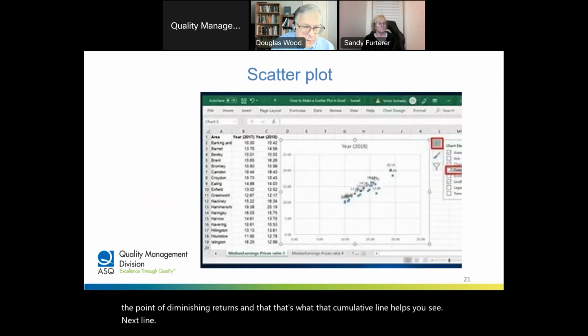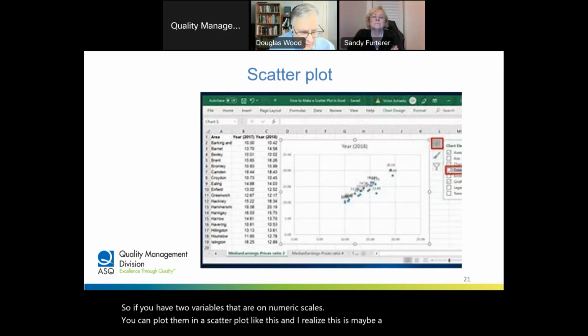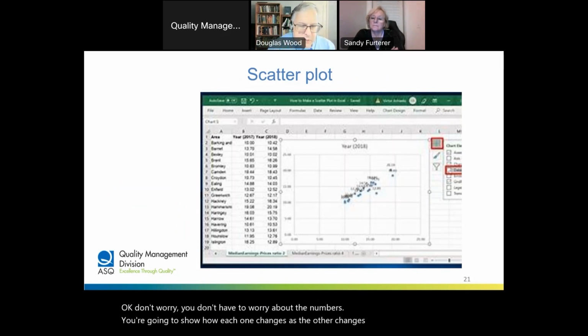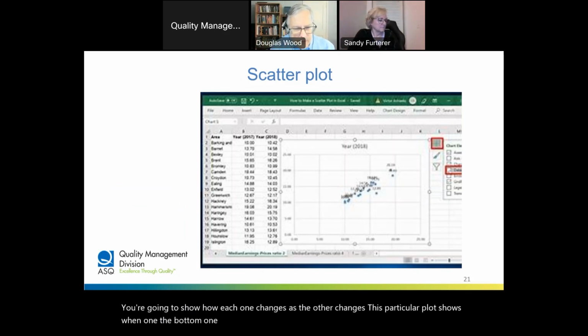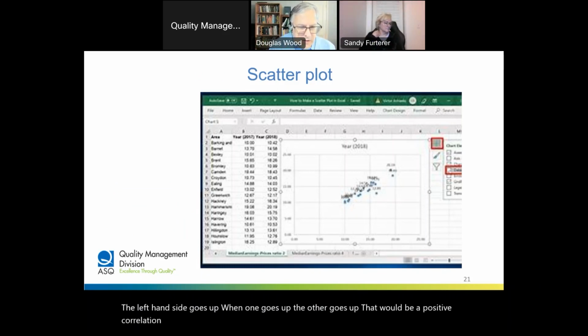So if you have 2 variables that are on numeric scales, you can plot them in a scatter plot like this. And I realize this is maybe a little fuzzy, but that's okay. You don't have to worry about the numbers. You're going to show how each one changes as the other changes. Okay, this particular plot shows when the bottom one goes up, the left-hand side goes up. When one goes up, the other goes up. That would be a positive correlation. Correlation is then a calculation off of all these dots.